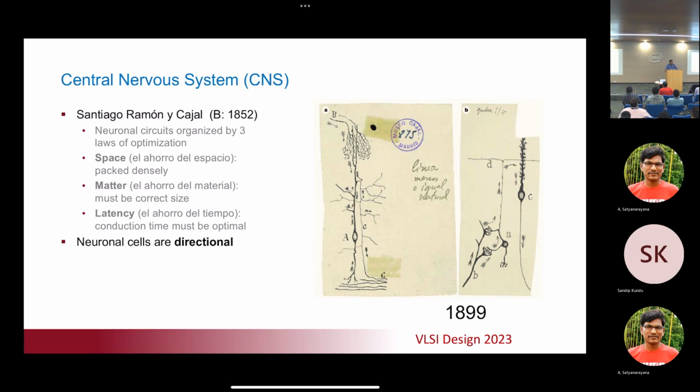And the third thing he found is that everything in the brain is optimized for latency. Those are his three rules in Spanish. And he found that the conduction time in the brain is very optimal. Why do you think the eye is located here and not here? Because if the human eye was located somewhere far from the brain, there would be conduction time for the signal going from the eye to the brain. It would add to the latency.